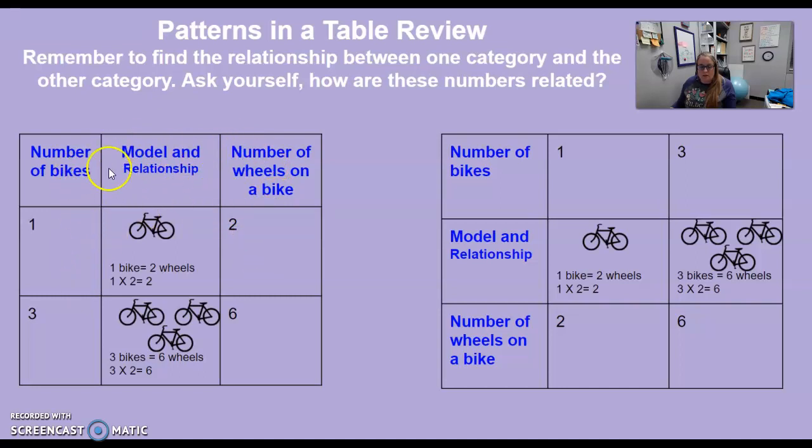So remember, it can be horizontal, but they also can be vertical. For a vertical one, remember, it's going to go from the top to the bottom, or from the bottom to the top. And again, you're going to look at the category titles to help you decide which way you're going to go. And you remember, you're always asking yourself, how are these numbers related? How do I get from one number to the next number? So be super careful with these questions.